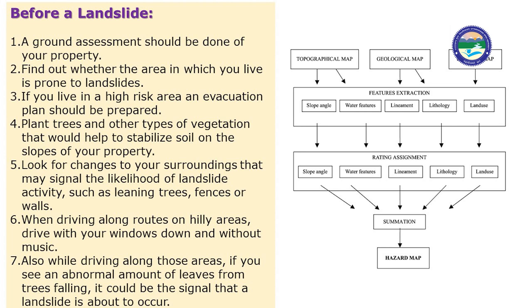If you see on the right hand side, a flow chart is given there, which shows what we should do whenever we go into a particular area, for example, if you are traveling in hilly areas. We may consider these parameters. They will certainly help us in safe driving and safe life.